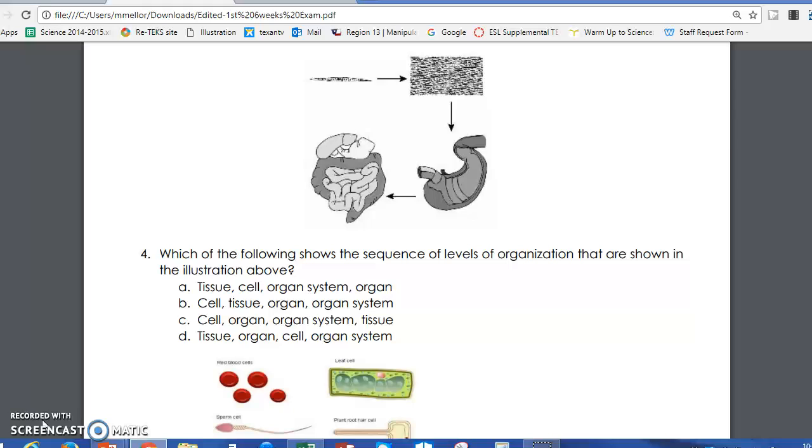Number 4. Which of the following shows the sequence of levels of organization that are shown in the illustration above? A. Tissue, cell, organ system, organ, B. Cell, tissue, organ, organ system, C. Cell, organ, organ system, tissue, or D. Tissue, organ, cell, organ system.